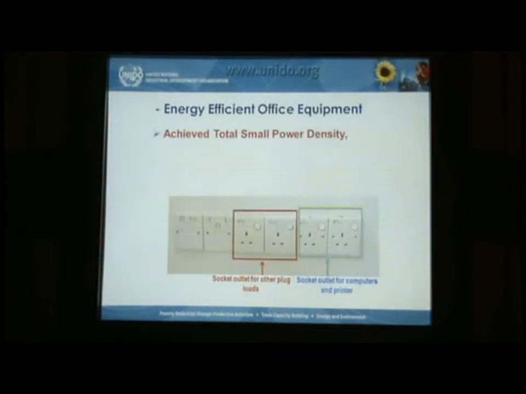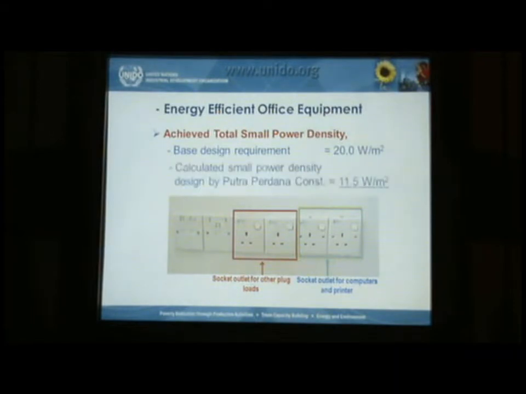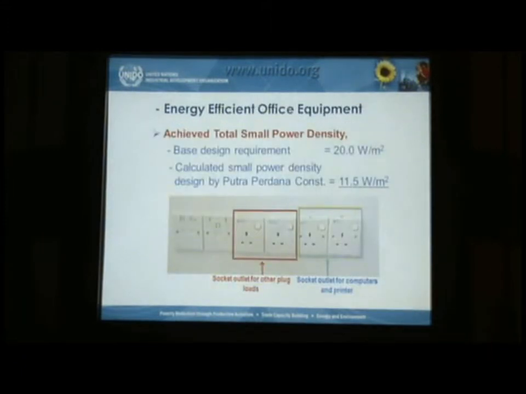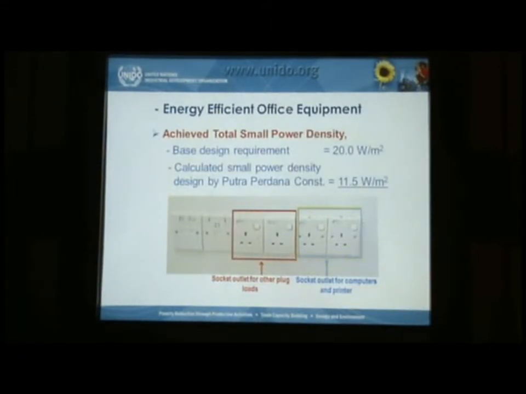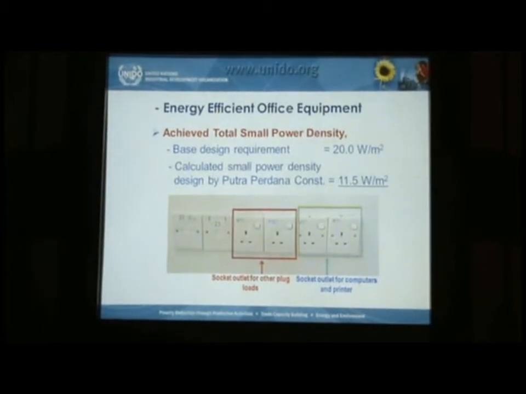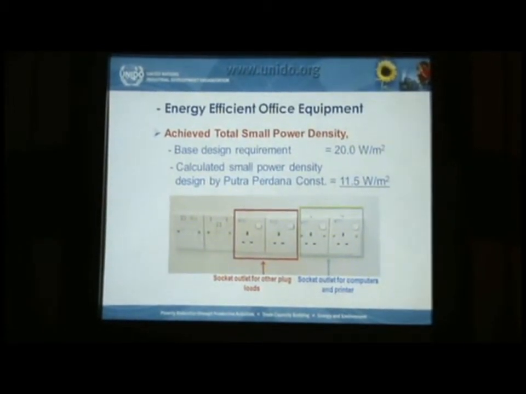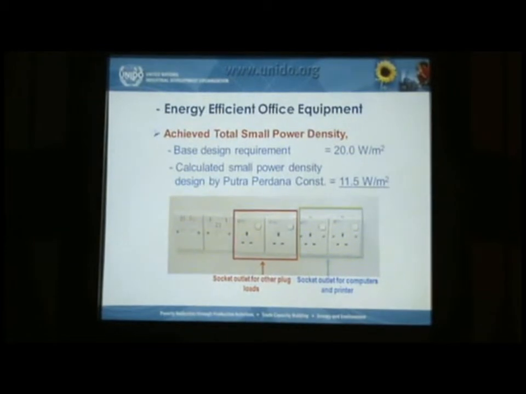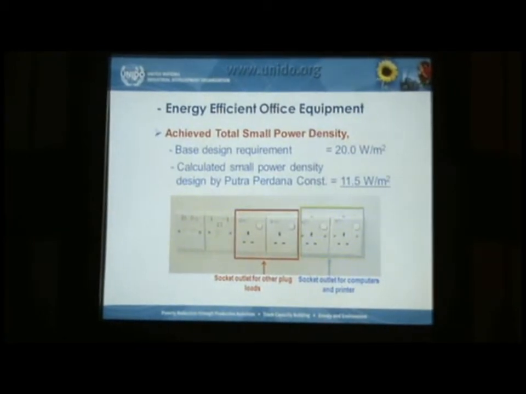Now, the other good feature is the use of sub-metering. If you have different outlets for plug loads and other loads and so on, then we can easily monitor or even measure the loads separately for the various end users, such as air conditioning, lighting, plug loads, and other loads. And this has been well done in that building.